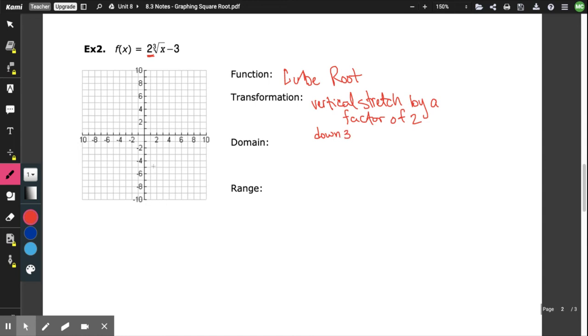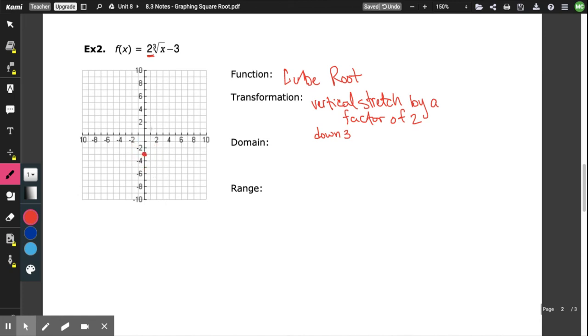Okay, so now I'm ready to start graphing my function. I'm going to use some points from the parent function, starting with the origin 0, 0. If I take that point 0, 0 and I stretch it vertically by a factor of 2, that means I'm multiplying the y value only by 2. 0 times 2 is still just 0, so the point is still at 0, 0. Then I'd move it down 3 units, so 1, 2, 3, and that would put me at 0, negative 3.